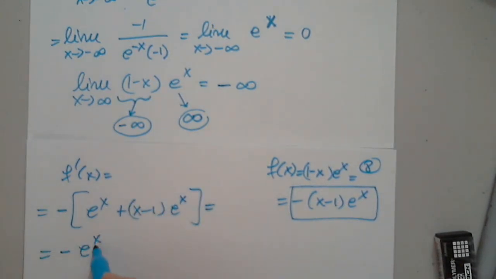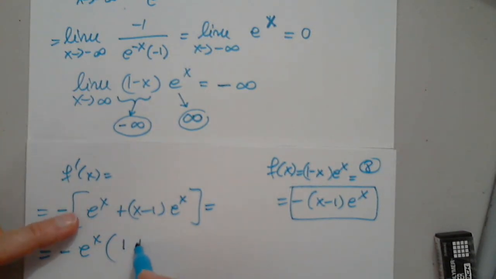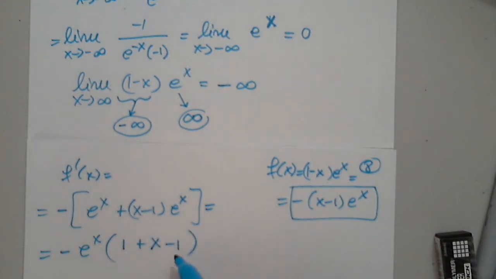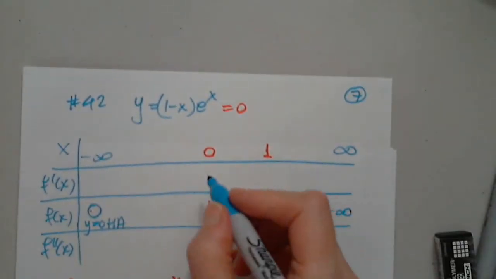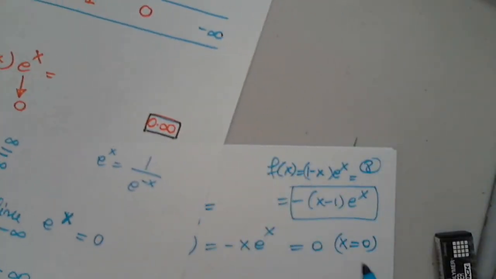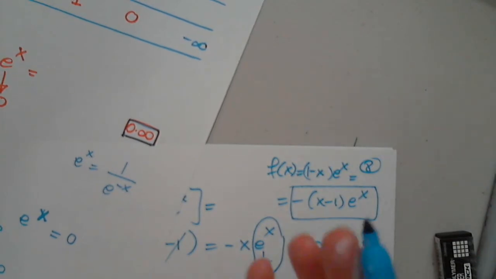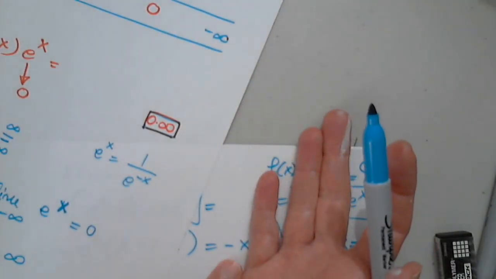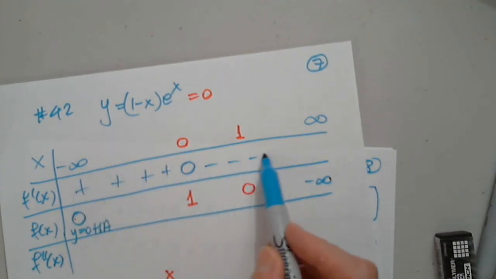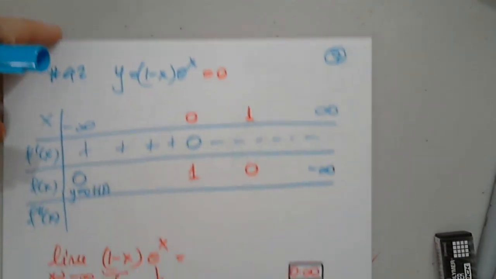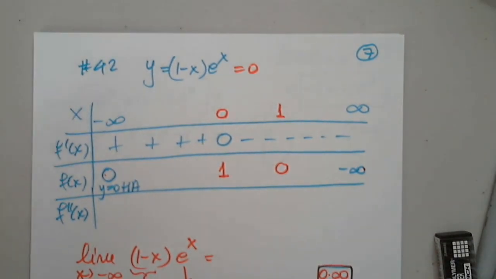Factor e to the x, and I have 1 plus x minus 1. Really? Very nice. So negative x e to the x. And this is 0 only when x is 0. Study the sign. This is always positive. I don't even need to look at it. To the left of 0, this is positive. And to the right is negative. Now the moment of truth. That's when I catch my mistakes. Hopefully I don't have any, but we'll see.